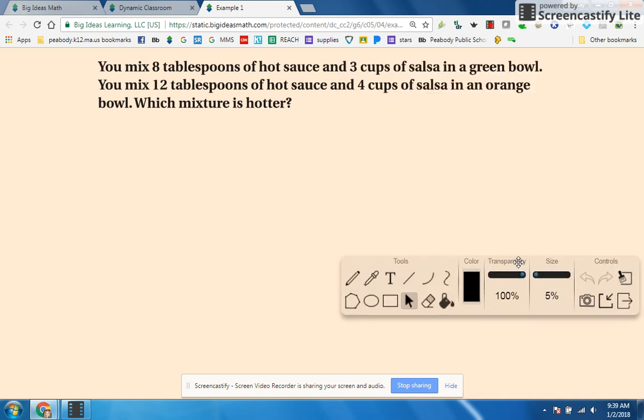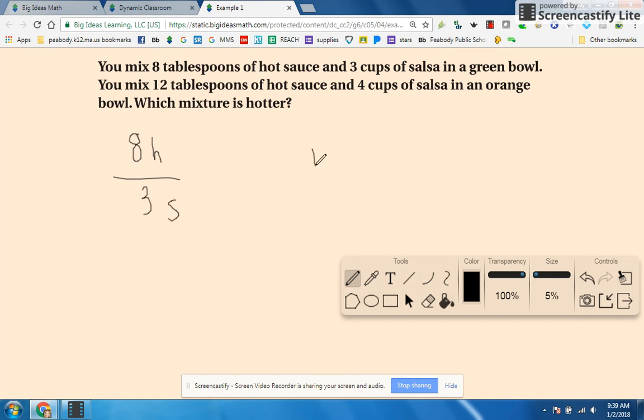All right, so let's try this example on comparing ratios using equivalent ones. So let's take a look. You mix 8 tablespoons of hot sauce and 3 cups of salsa in a green bowl. You mix 12 tablespoons of hot sauce and 4 cups of salsa in an orange bowl. Which mixture is hotter? All right, so let's do 8 tablespoons of hot sauce over 3 cups of salsa.